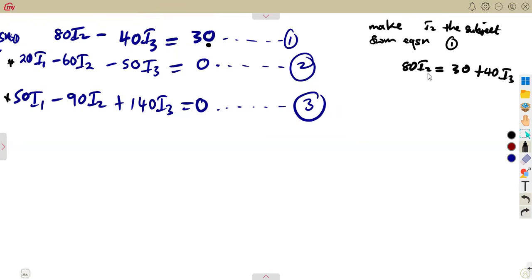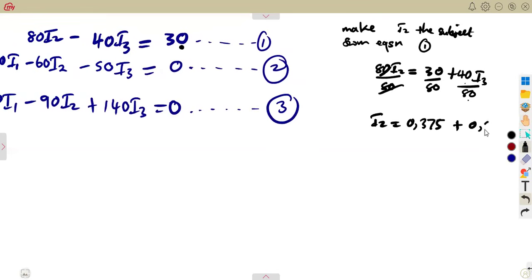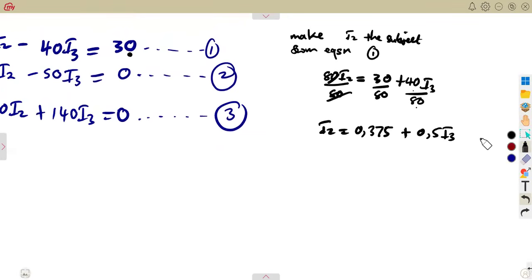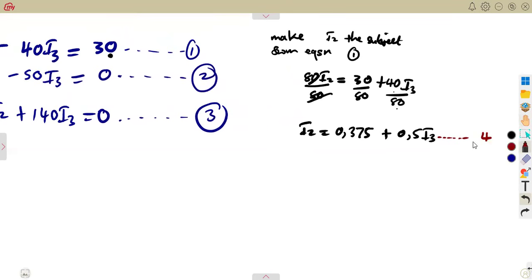It's from equation 1. Remember, I want to make I2 the subject, so I'm just going to divide by 80. That's I2 is equal to, if I divide this, I'm going to get 0.375, plus, if I divide 40 and 80, that's 0.5. So we've got 0.5 I3. We have formed another equation from that. I'm just going to call this equation 4.